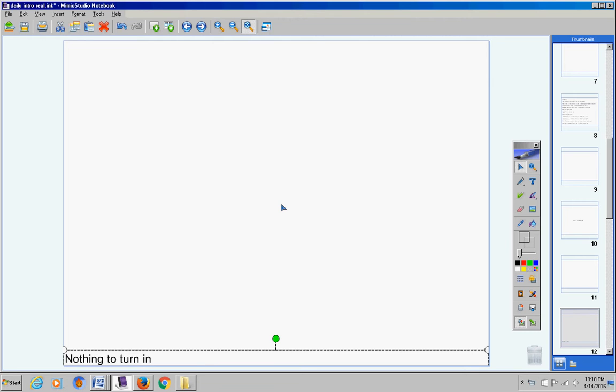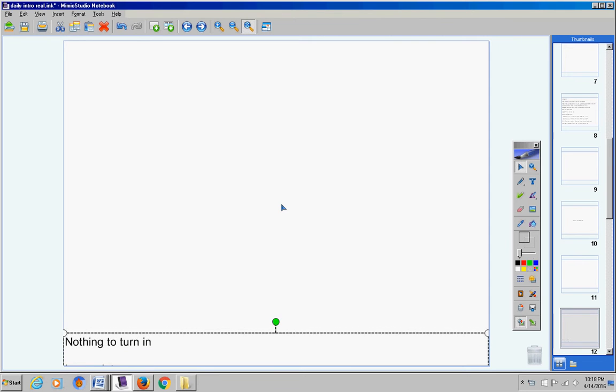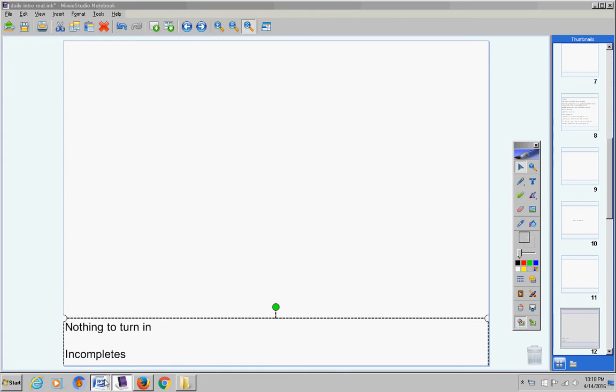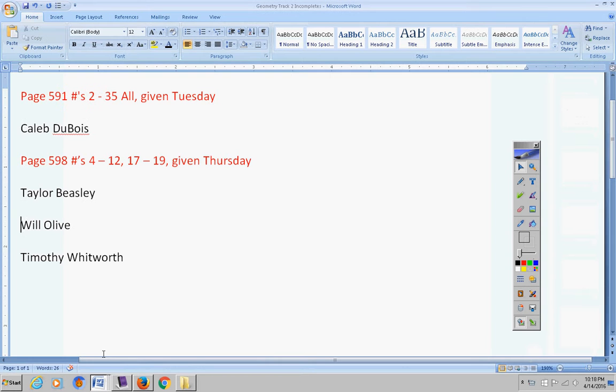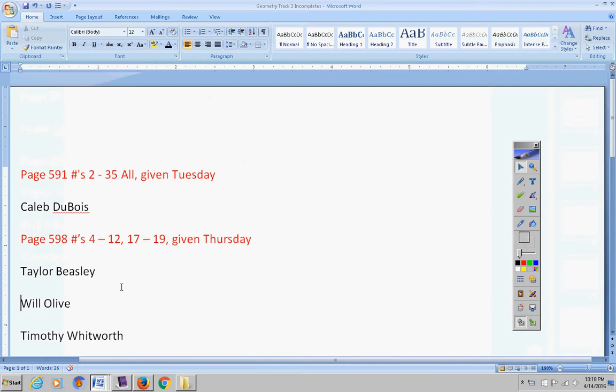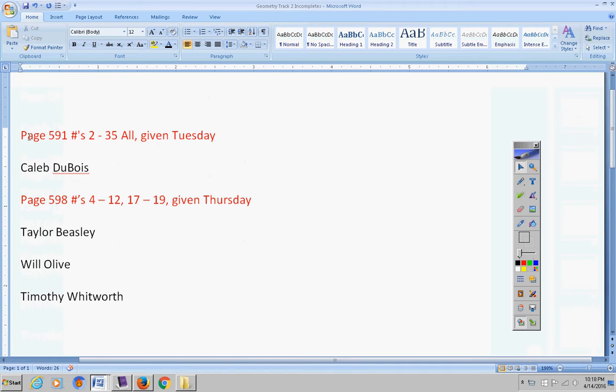You have nothing to turn in today unless you owe me some incompletes, so nothing to turn in. And speaking of incompletes, this is the last day you can turn these in or they will become permanent zeros, okay? So Caleb was given last Tuesday. I'm going to go ahead and take that off now. It's got to be turned in today.